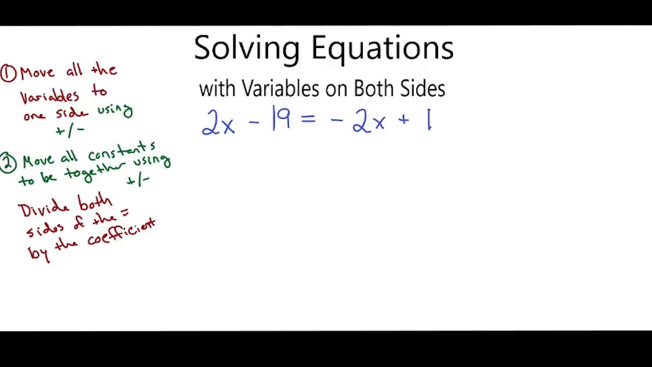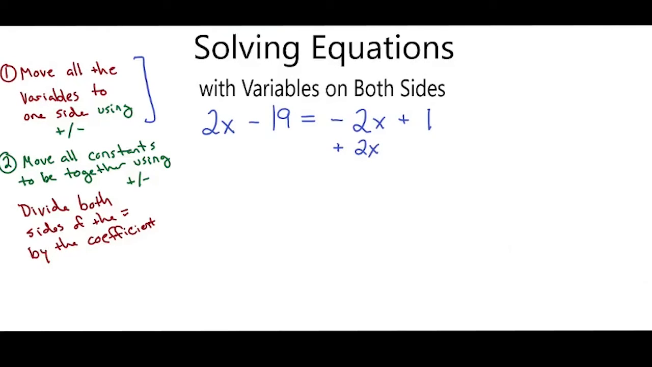So here we have 2x minus 19 equals negative 2x plus 1. All right, so our first step is to move all the variables to one side of the equation using adding and subtracting. So what I'm going to do is take this minus 2x and put it on the other side of the equation. Remember, it's a negative 2x, so I'm going to add to move it to the other side of the equation.